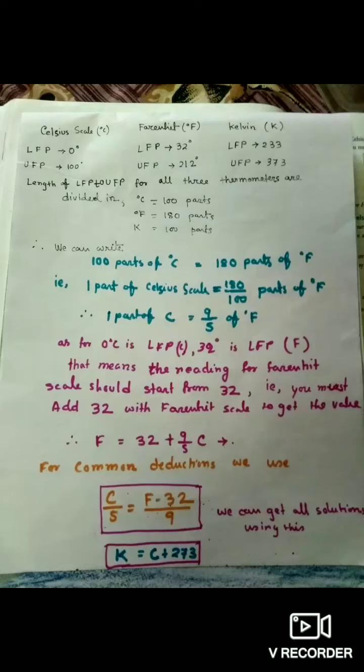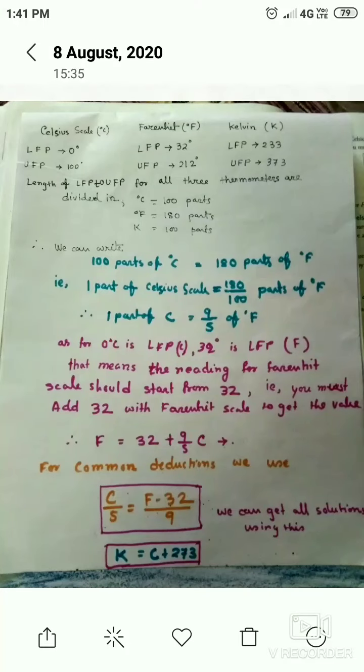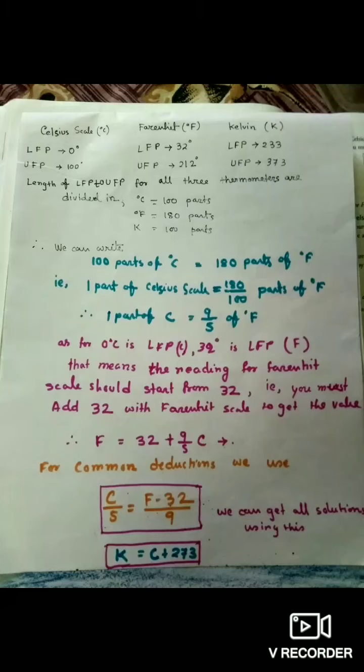That is, 1 part of the Celsius scale equals 180 by 100 parts of Fahrenheit. Therefore, we can say that 1 part of Celsius equals 9 by 5 parts of Fahrenheit. That means 1 degree Celsius equals 9 by 5 degree Fahrenheit. As 0 degree is the lower fixed point for Celsius, and 32 degree is the lower fixed point of Fahrenheit, the reading for the Fahrenheit scale should start from 32 onwards.